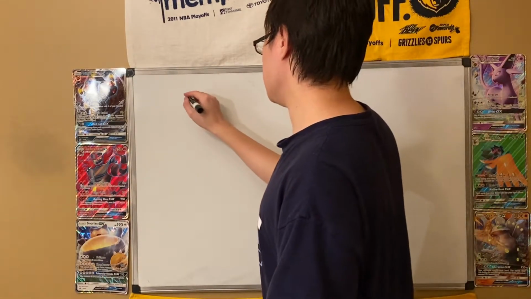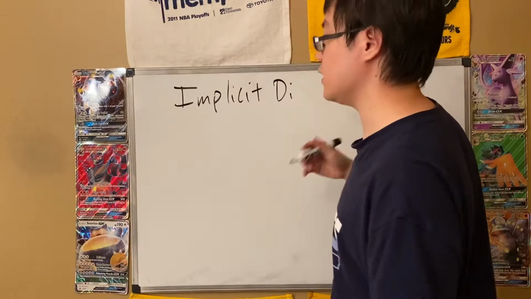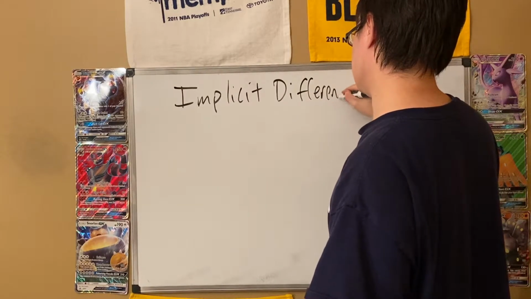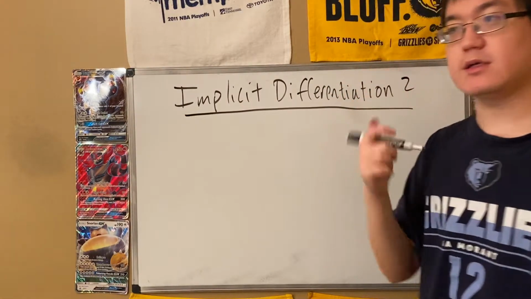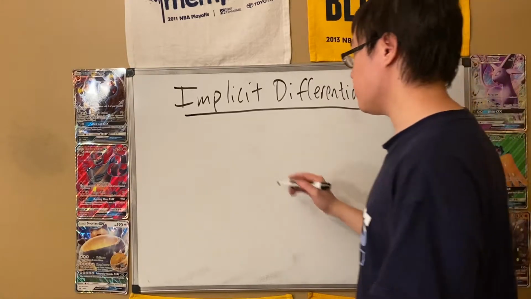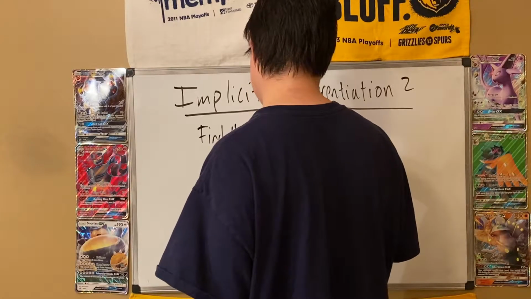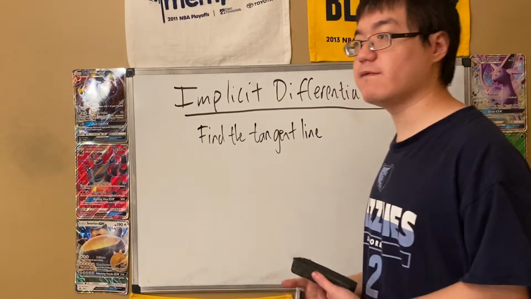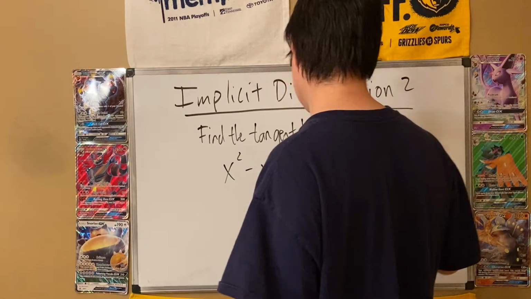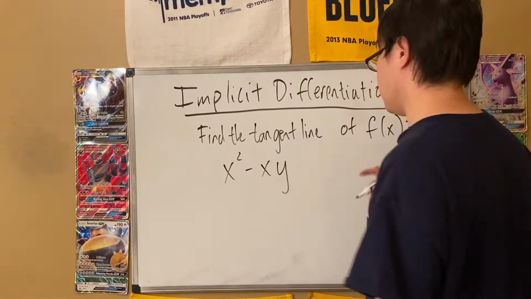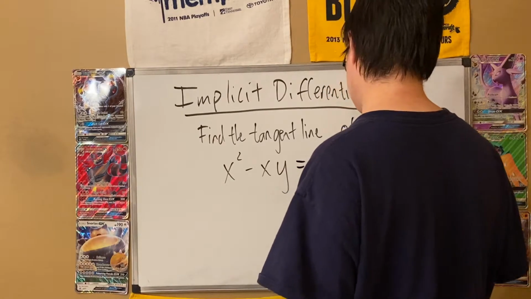So again, this video is implicit differentiation revisited. I call it imp diff, implicit differentiation 2. Let's do this the second time. The first question is sort of a recap. We're going to try to find the tangent line of this function right here, x squared minus xy equals y, where y satisfies this equation, f of x equals 4, at the point where x is equal to 1.